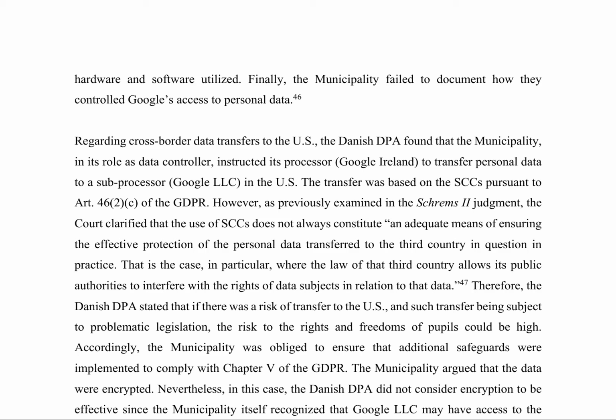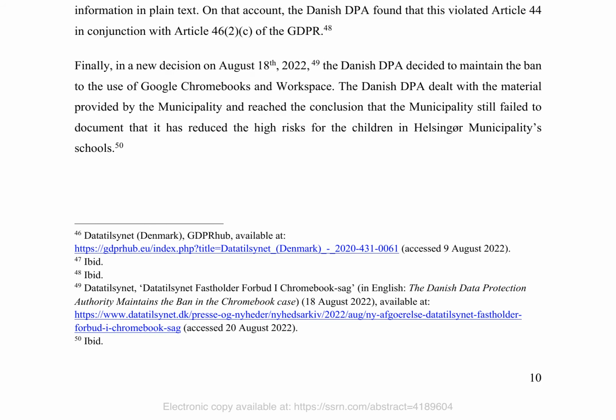The Danish DPA also found that the municipality did not ensure data minimization as required by Article 5(1)(c) of the GDPR. Google was permitted to collect and process personal data that was not strictly necessary for the provision of educational services. Furthermore, the Danish DPA addressed the issue of cross-border data transfers to the United States, relying on standard contractual clauses. However, the authority argued that this may not be sufficient given the potential risks to data subjects' rights and freedoms, particularly in light of the Schrems II judgment.